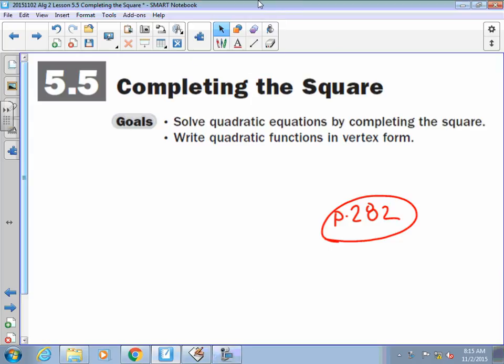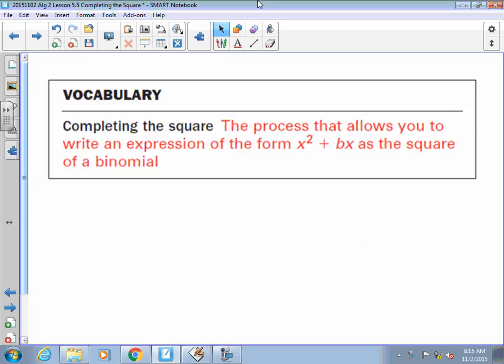Today we are doing Algebra 2, Lesson 5.5, Completing the Square. We're solving quadratic equations by completing the square, and then we're writing quadratic functions in vertex form. Completing the square is a process that allows you to write an expression of the form x squared plus bx as the square of a binomial.